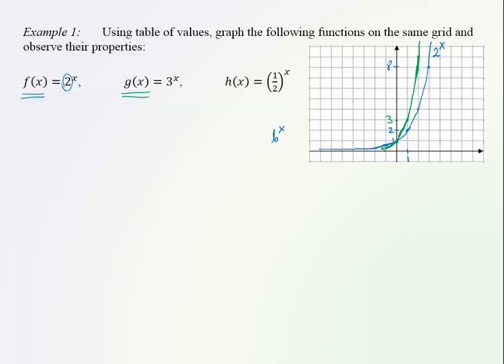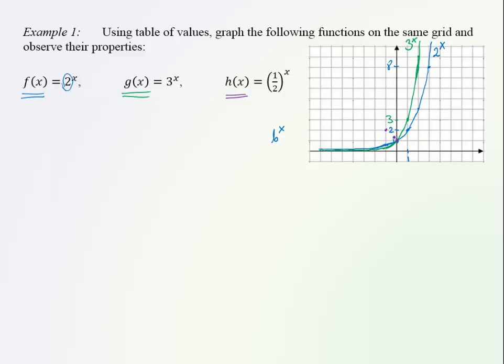It's a little bit below, but it has to fit between the x-axis and the blue line. So here we have a graph of 3 to the x. And the last graph, 1/2 to the x, let's do it in purple. This time, again, if x is 0, 1/2 to the 0 is still 1. But if x is negative 1, 1/2 to negative 1 becomes 2.